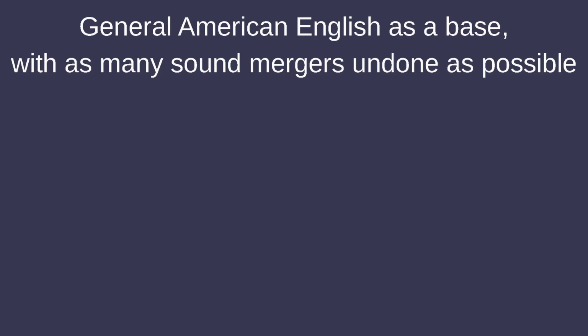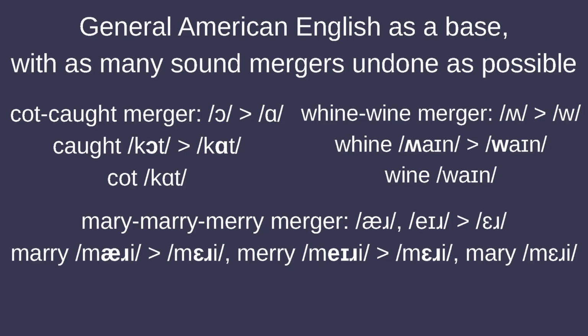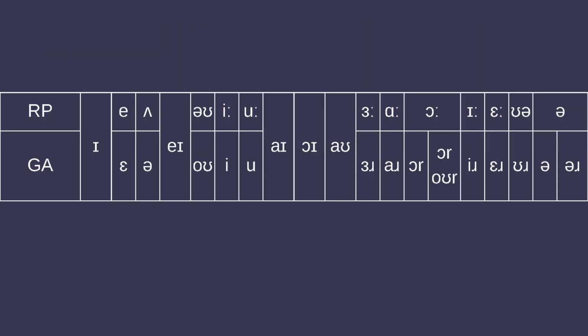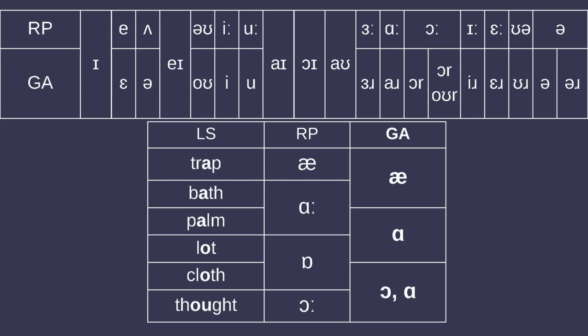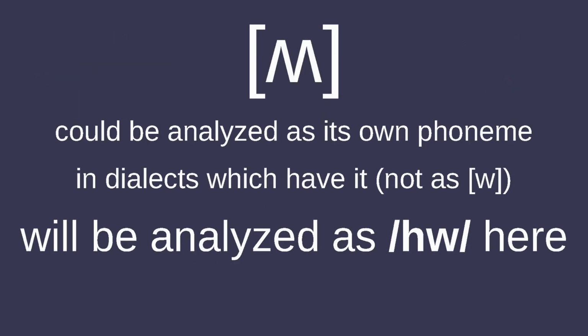This is essentially General American English as a base, but with as many sound mergers undone as possible, including the cot merger, wine merger, and the merry merger. Received Pronunciation and General American generally line up one-to-one, but the A-like vowels have a lot of mismatch between the two, so I'll mostly be transcribing the three vowels in General American English without the cot merger. Hua could be analyzed as its own phoneme in dialects where it hasn't merged with wa, but I'll be writing it as ha followed by wa.